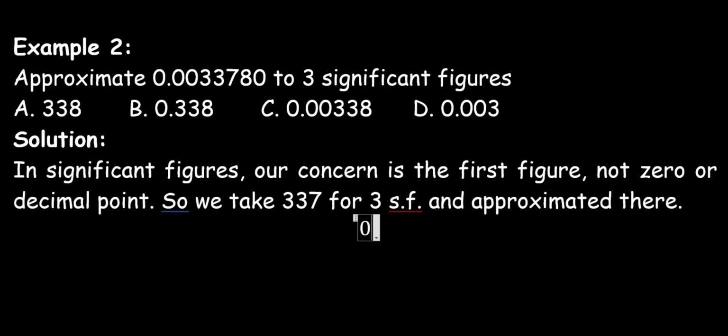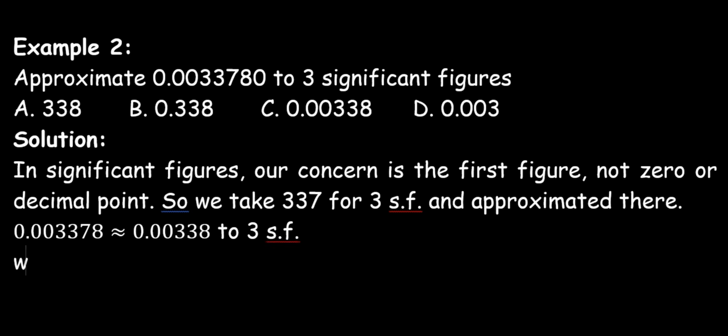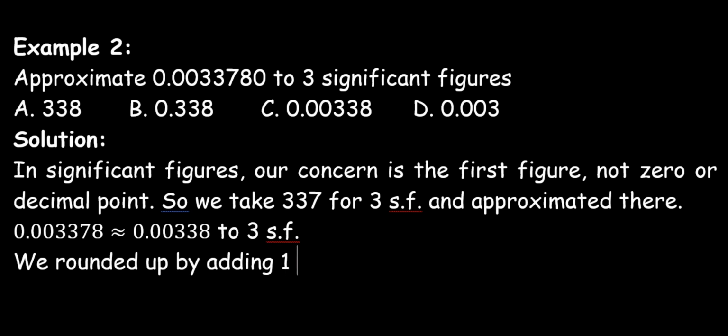So 0.0033780 is approximately equal to 0.00338 to 3 significant figures. We rounded up by adding 1 to our 7, which is why you have 8 there. You have 337, and that's where we're supposed to stop. But since the digit after the 7 is 8, which is above 5, we added 1 to that 7, making it 8.